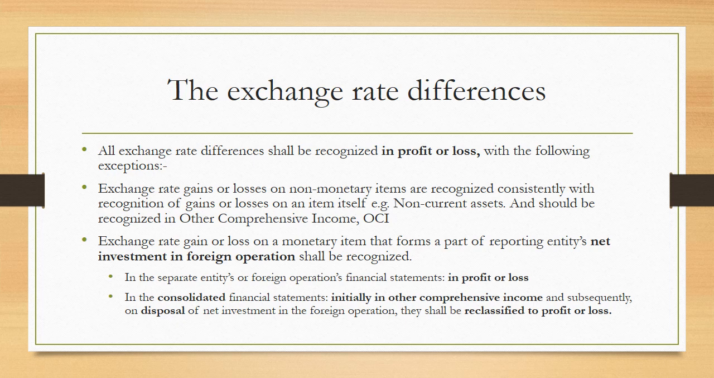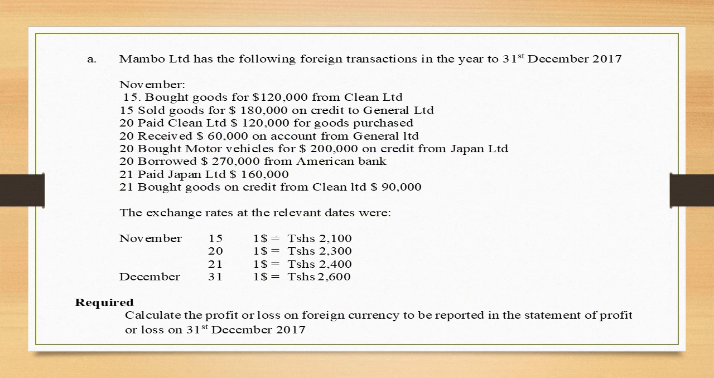But again, in the consolidated financial statement, initially in other comprehensive income, the subsequent in a disposal of net investment in a foreign operation, they shall be classified to profit or loss. For instance, if we take an example that Mamco Limited, situated in Tanzania, has the following foreign transactions.